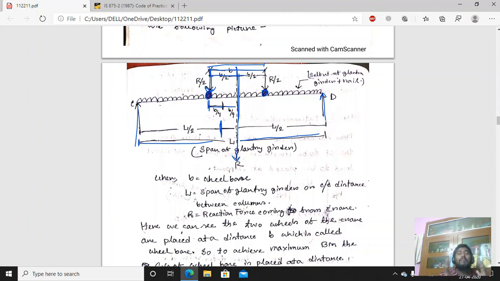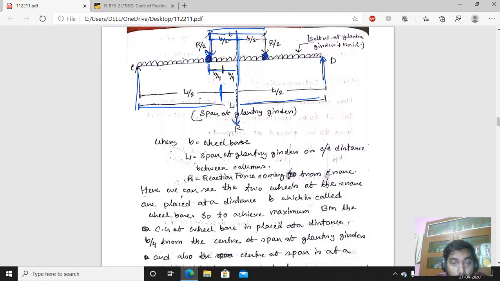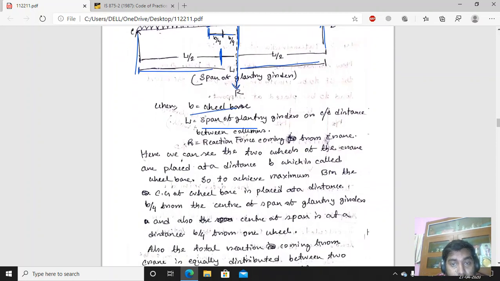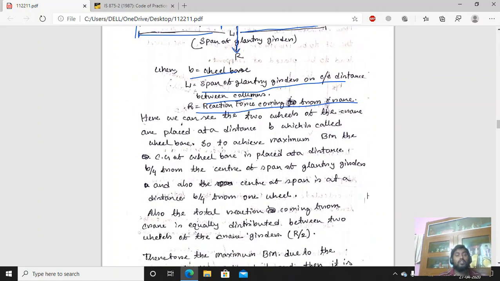Only then can the maximum bending moment be achieved, where B is the wheelbase, L is the span of the Gantry Girder, the center to center distance between the columns, and R is the reaction force coming from the crane. So that is the total reaction force.